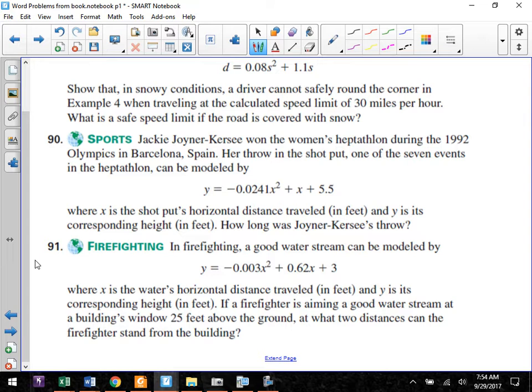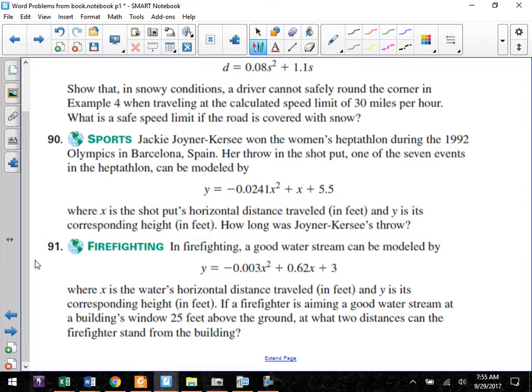When you look at this, that's modeling her throw. Her throw is a negative A value, which means it went up and came down. If you think about it, it makes sense. If you're throwing a shot put, you'll throw it up and then it goes back down. Right? Now, why is the C value 5.5? That's how high the ball was when she originally threw the ball.